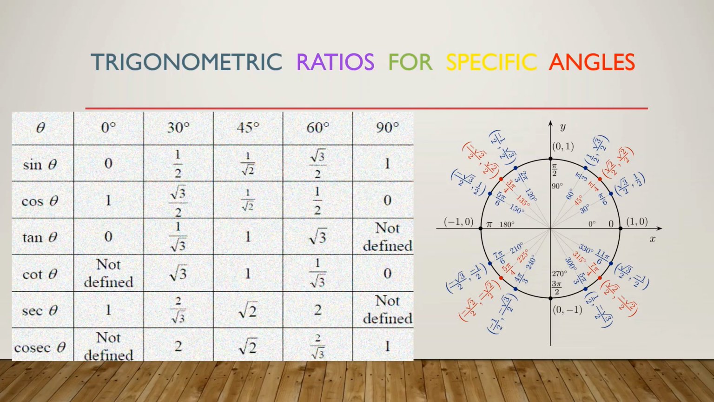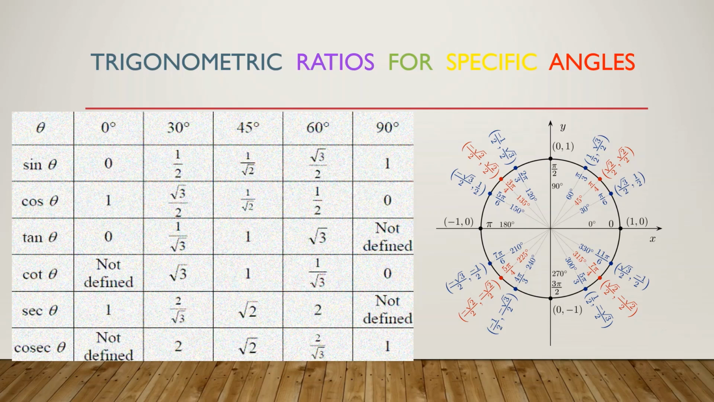For tan, 0 degrees is 0 by 1, that is 0. Tan 30 degrees is 1 by 2 divided by root 3 by 2, which gives us 1 by root 3. Tan 45 degrees is 1 by root 2 divided by 1 by root 2, which gives us 1. Tan 60 degrees is root 3 by 2 divided by 1 by 2, which gives us root 3. And tan 90 degrees is 1 divided by 0, which gives us the value of infinity or not defined.